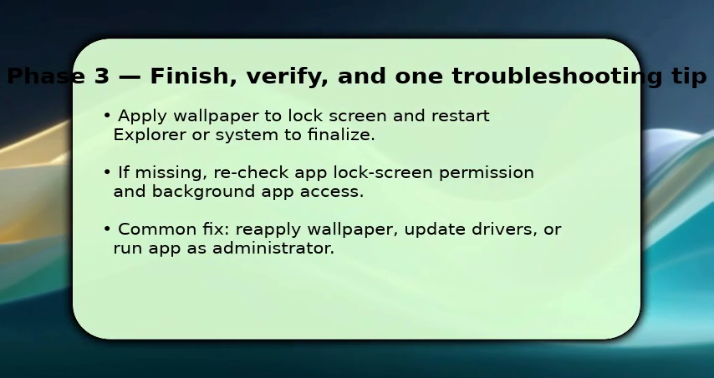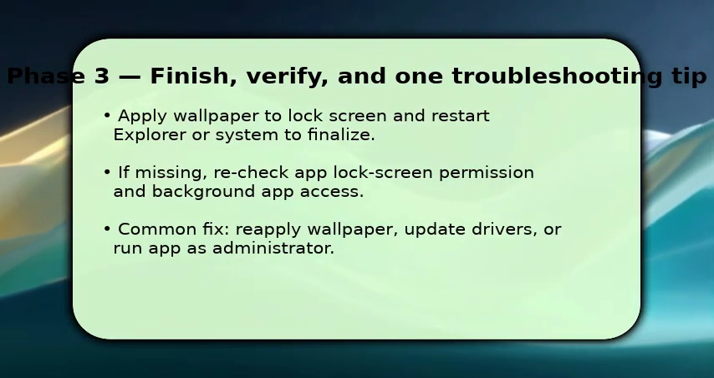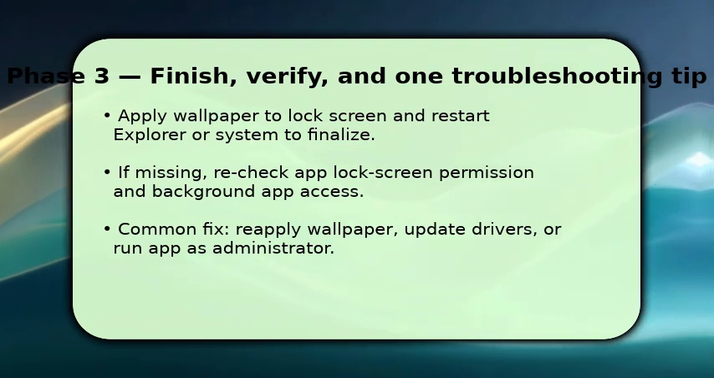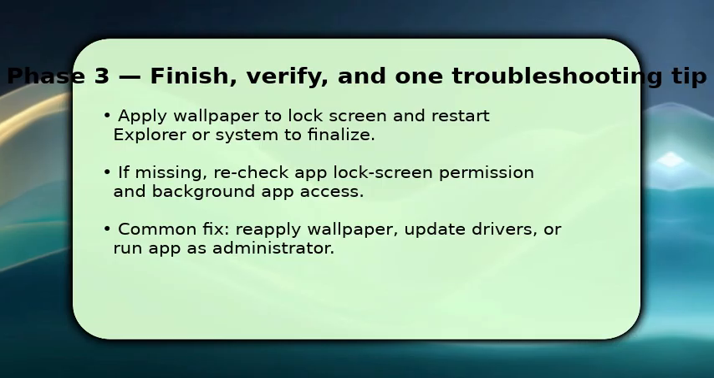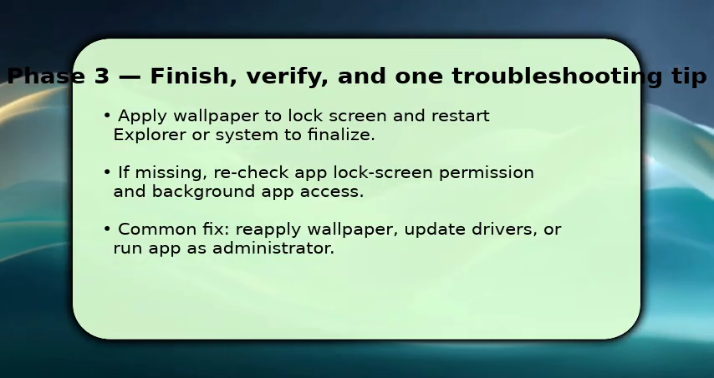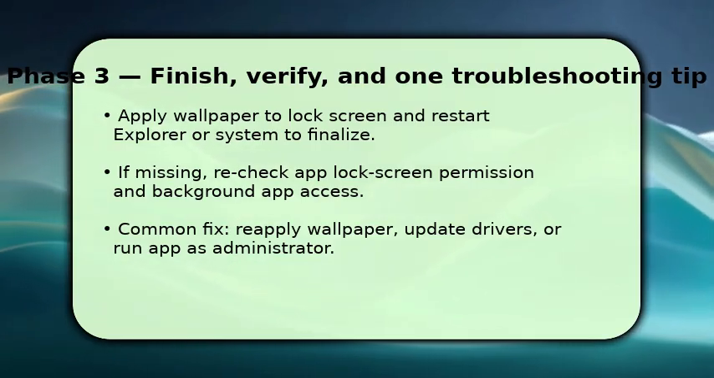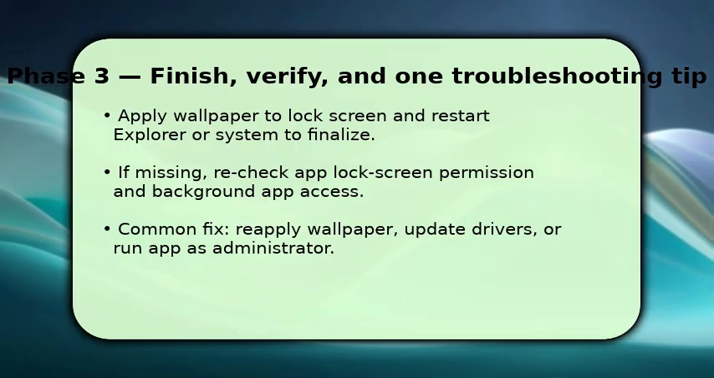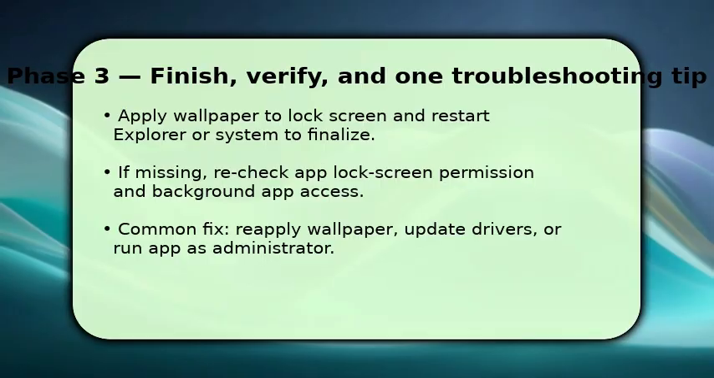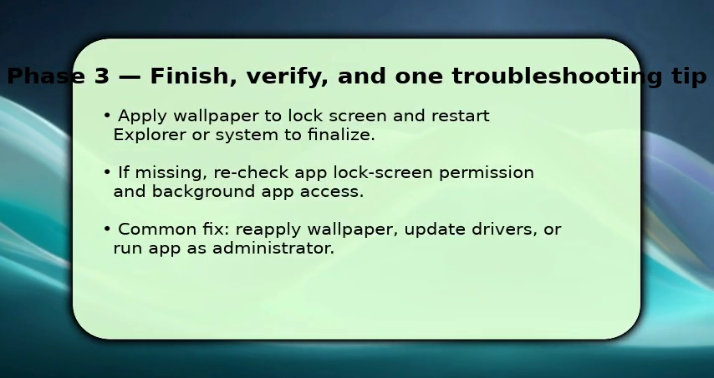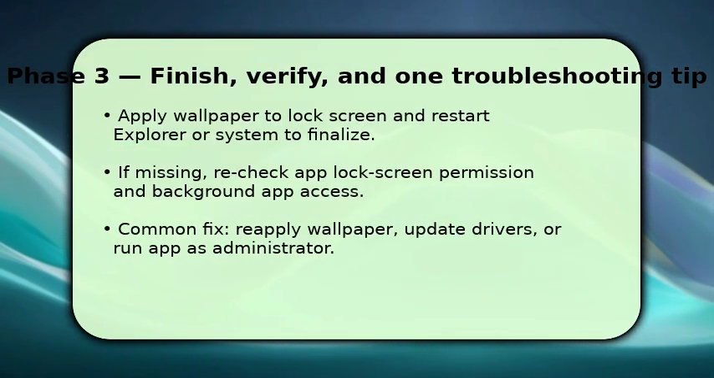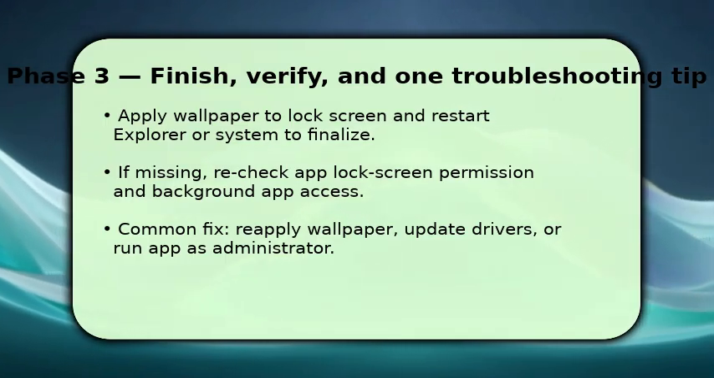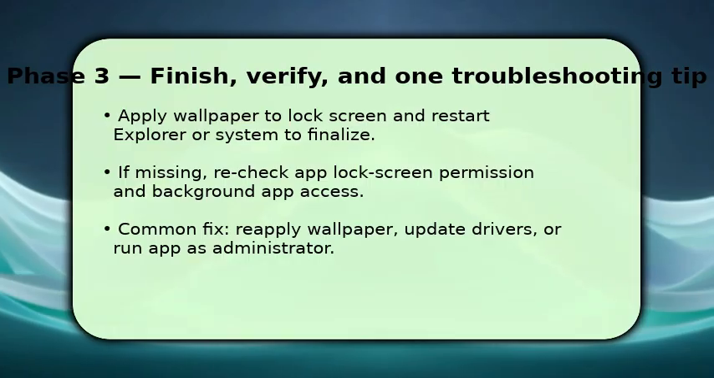You apply the configured live wallpaper to the lock screen and then restart Explorer or reboot the machine to ensure the change is committed. If the live wallpaper does not appear, make sure the app has explicit lock screen and background permissions, and confirm Windows Focus Assist or security policies aren't blocking it. If problems persist, reapply the wallpaper, update graphics drivers, or run the app as administrator. These steps resolve most issues quickly and keep your lock screen animated.